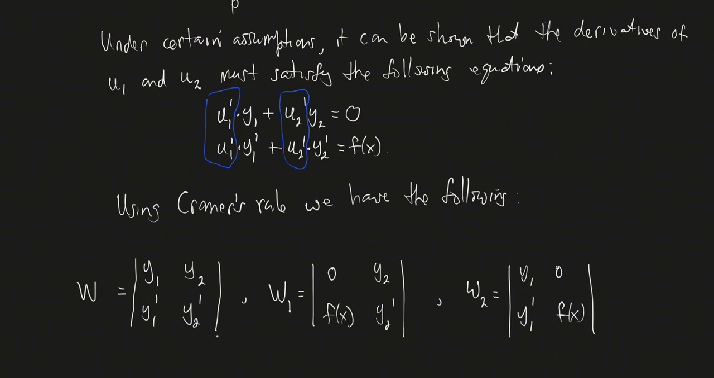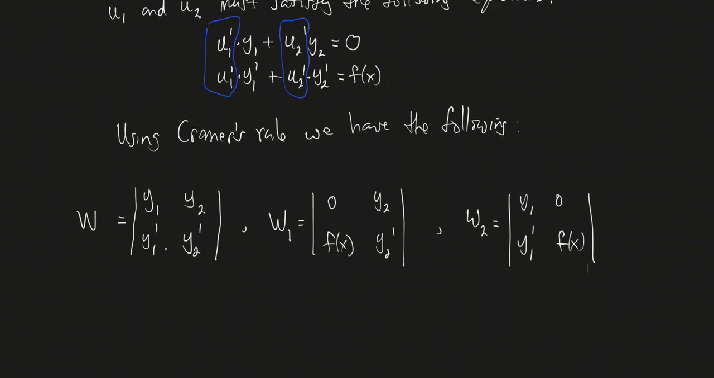So these are the determinants that we need. I'm not going to evaluate them, because we're essentially just describing the process. But these are three 2 by 2 determinants that we can evaluate. And the nice thing is, I'll make a note. Because y1 and y2 form a fundamental set for y sub c, we know that this determinant is never 0.